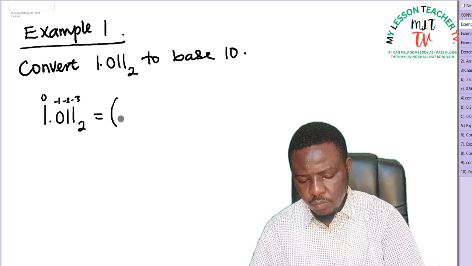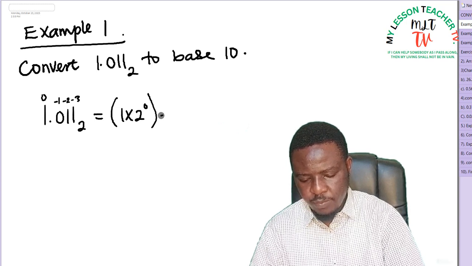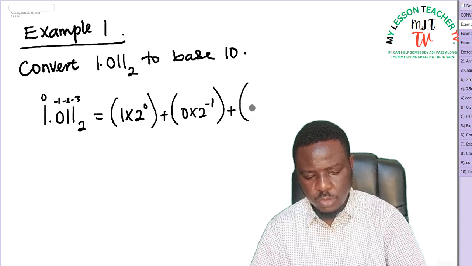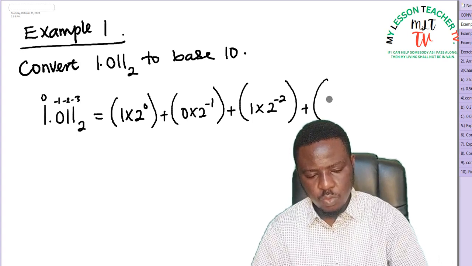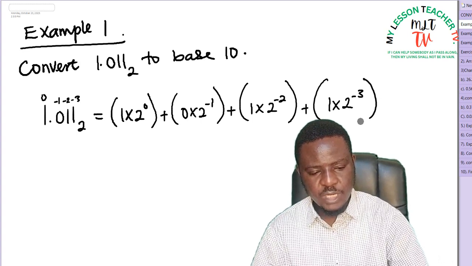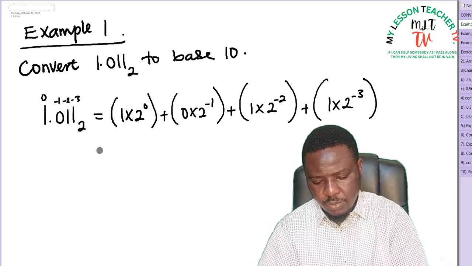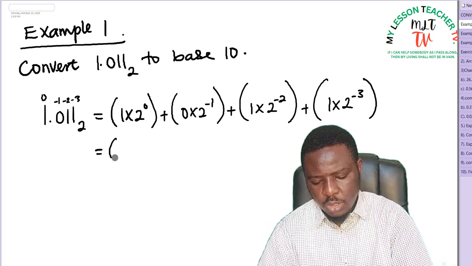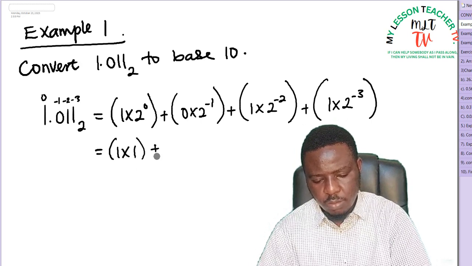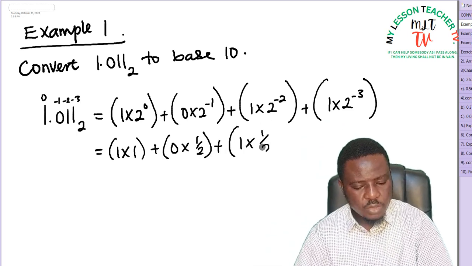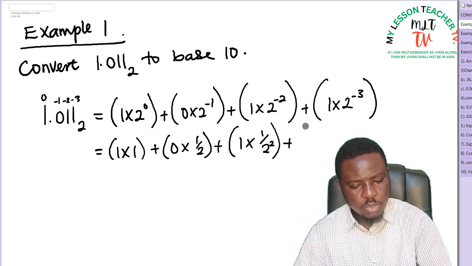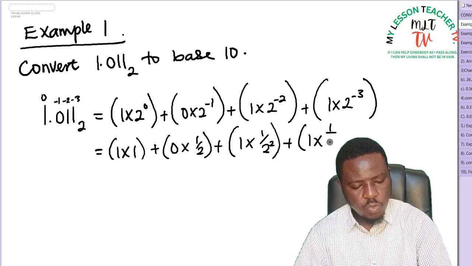This becomes 1 times 2 raised to the power of 0, plus 0 times 2 raised to the power of -1, plus 1 times 2 raised to the power of -2, plus 1 times 2 raised to the power of -3. So this is equal to 1 times 1, plus 0 times half, plus 1 times 1 over 2 squared, plus 1 times 1 over 2 cubed.